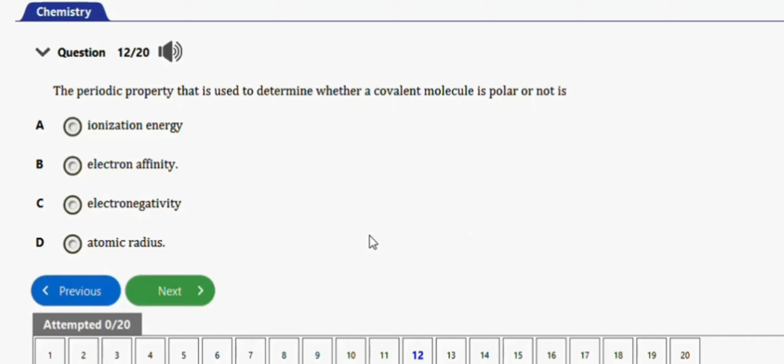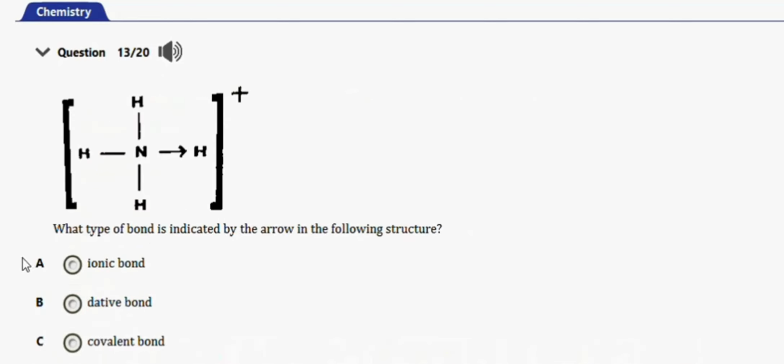Very important. The next question is this one. It says what type of bond is indicated by the arrow in the following structure. So this is a simple question. This is dative bonding, or coordinate covalent bonding. Alright, option B. That is for this question. The next question is this one. If you check, this is the ammonium ion. We have already treated dative bonding, I think, in the series of this video.